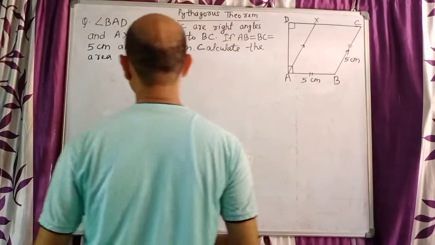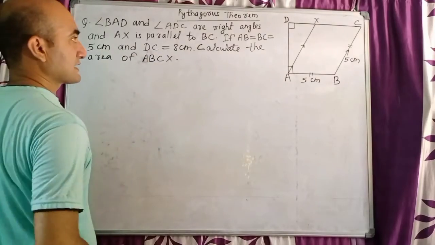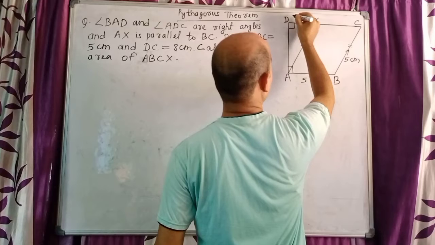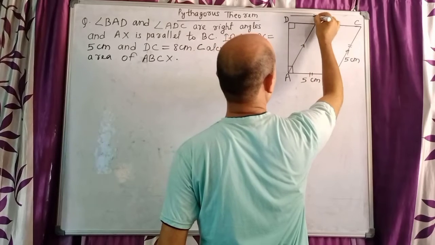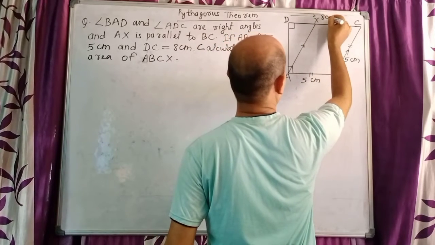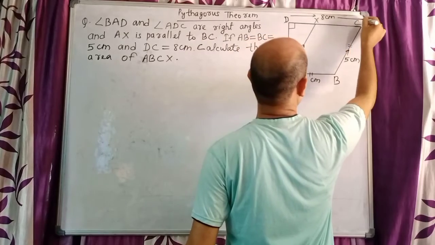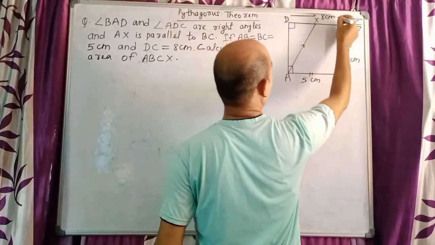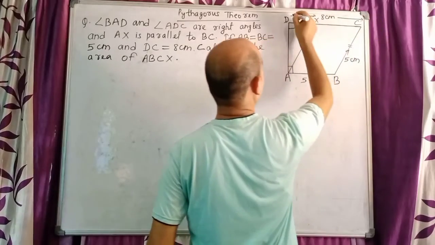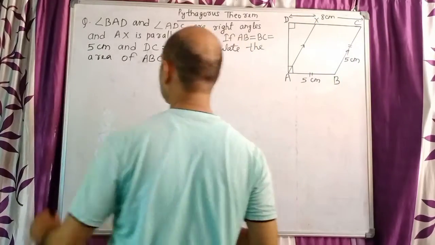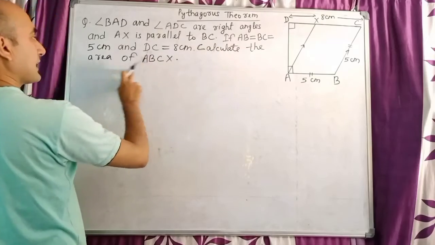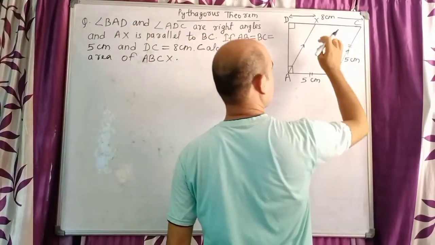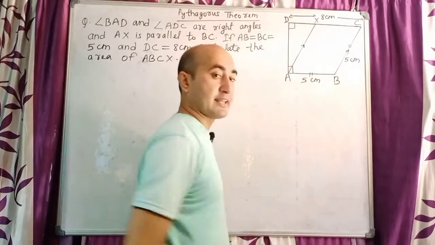Now next, DC is 8 centimeter. DC, D to C, that whole length is 8 centimeter, so we write 8 centimeter here. Next, calculate the area of ABCX. ABCX means you have to find the area of these portions.